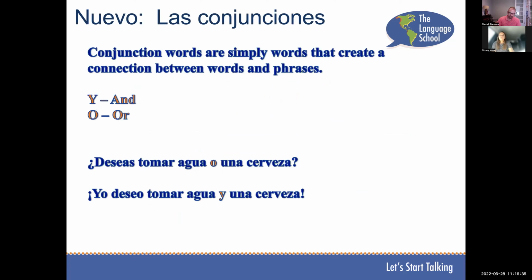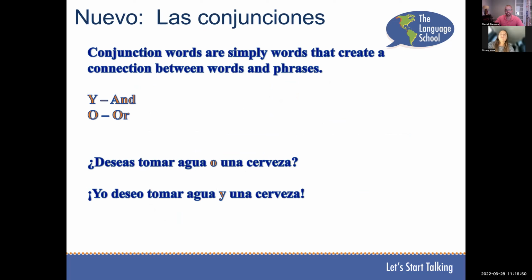Okay. So we just saw this when we were telling time. The word y means and, okay? And the word o means or. So these just help us connect sentences to make more complex sentences and words and phrases and stuff.